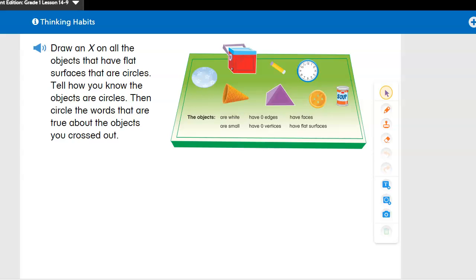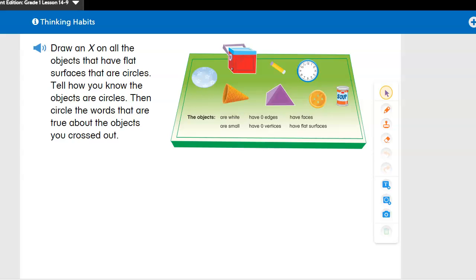This is topic 14, lesson 9 on page 589. We are working in our Envisions workbook, volume 2, and again, this is topic 14, lesson 9 on page 589. Let's go ahead and get started.